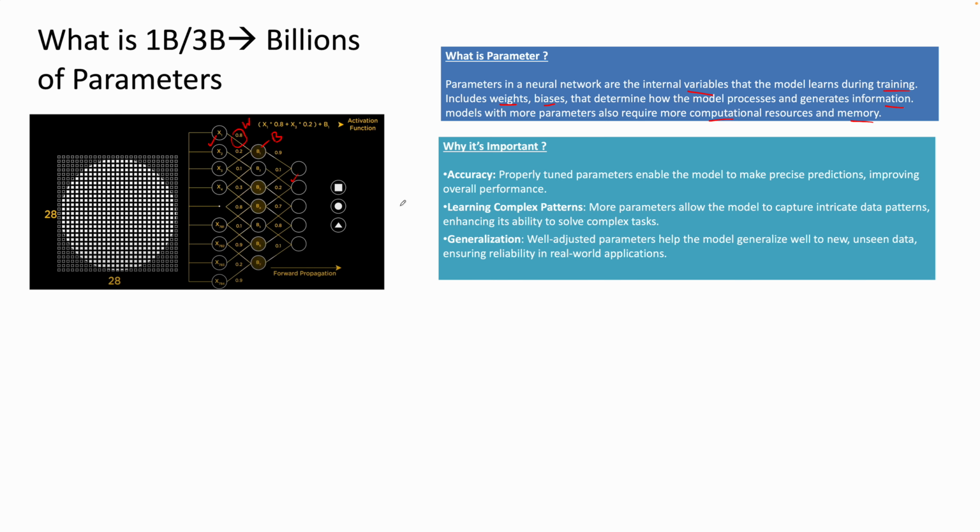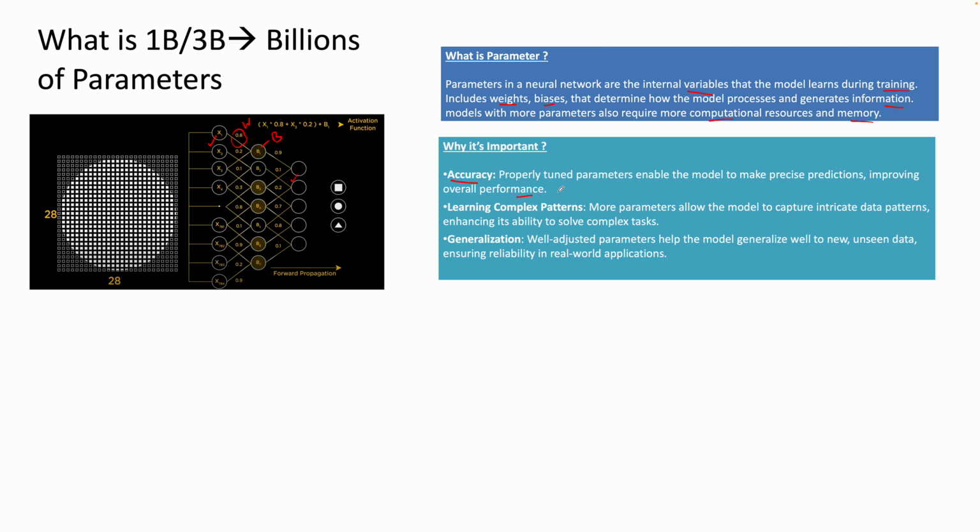Now, the question is why these parameters are important. These parameters are important because they provide accuracy. So we say that properly tuned parameters enable the model to make precise predictions, improving overall performance. Pretty self-explanatory, right? If I have more parameters, obviously I can define things in more detail. Let's say you're going to look at a circle, you're going to look at an image recognition software.